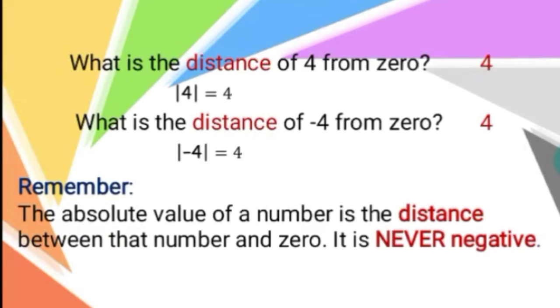Remember that the absolute value of a number is the distance between that number and 0. So, since kinukuha lang naman natin yung layo, ang distance ng number na yon sa 0, ibig sabihin, it can never be negative. So, uulitin ko, kapag distance ang kinukuha natin, hindi tayo pwedeng magkaroon ng negative values since we are just counting the units.